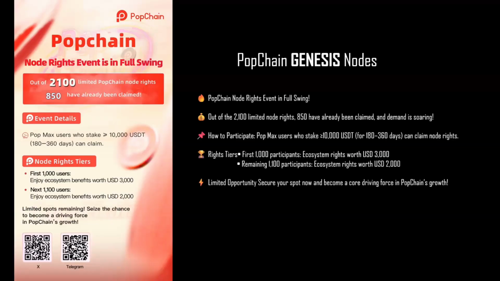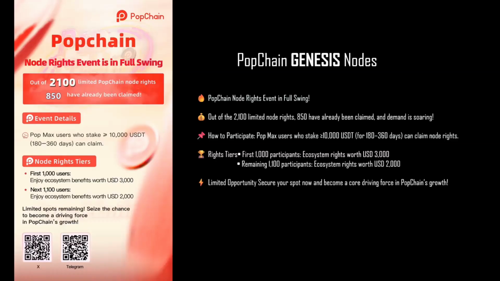And of course, when launching something amazing as PopChain, a lot of opportunities arise. And for us, this is a huge opportunity. You know, we have something called PopChain Genesis nodes. And right now, there are 2,100 PopChain node rights available. The first 1,000 users will get ecosystem benefits worth $3,000. The next 1,100 will enjoy a benefit of $2,000.